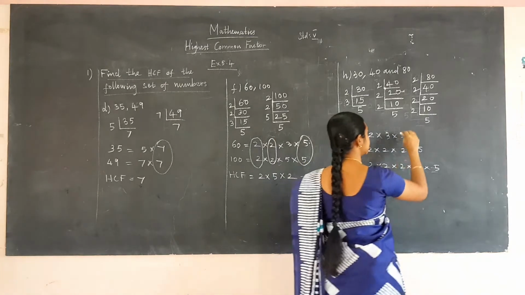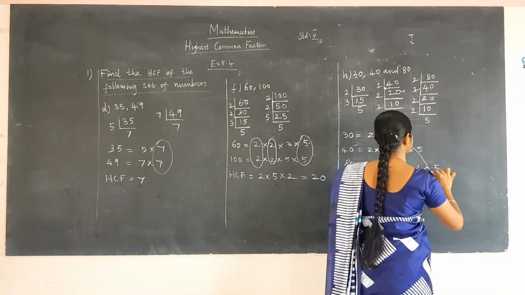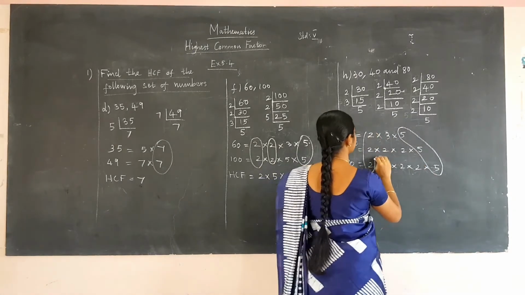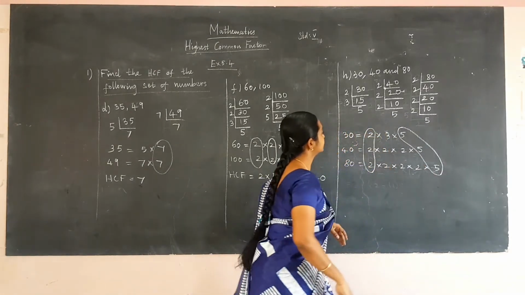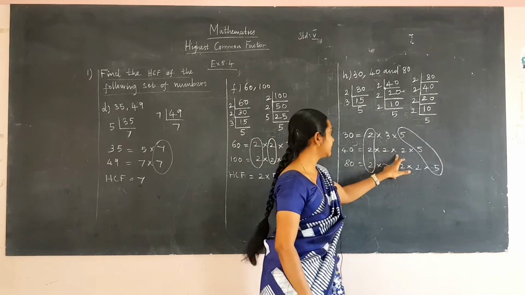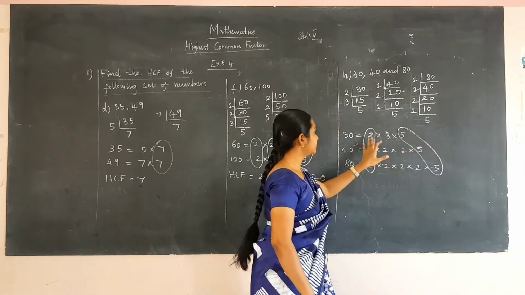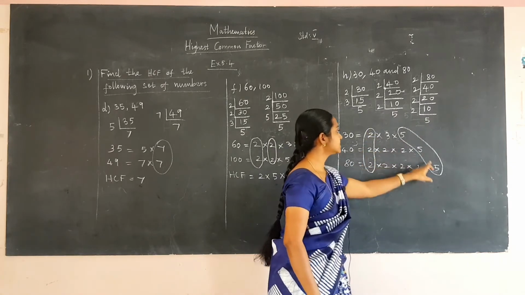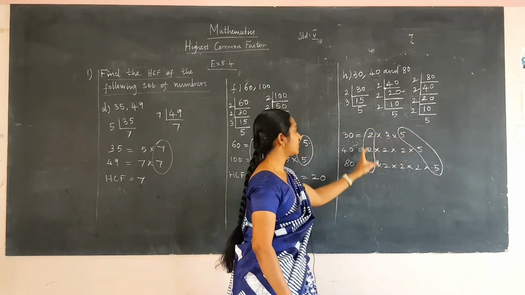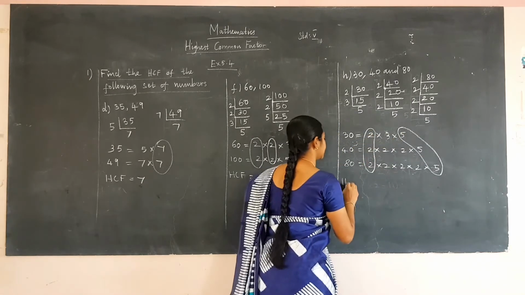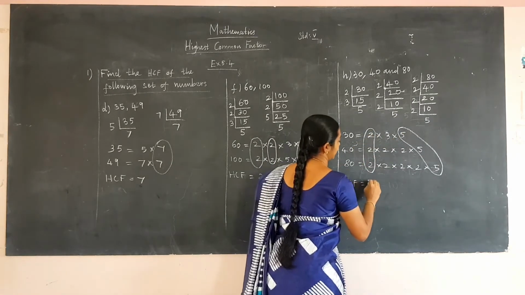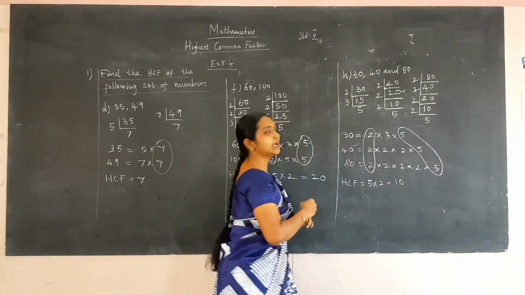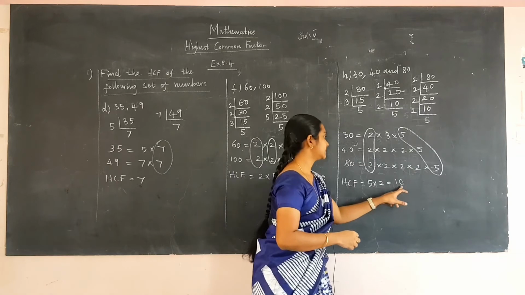Circle the common numbers. 5 is common here, 2 is common here, that's all. We don't have 3 here, here we don't have 2. We have to find the numbers that are common in 3 numbers. 5 is common in 3 numbers and 2 is common in 3 numbers. So HCF equals 5 into 2, that is 10. HCF of 30, 40 and 80 is 10.